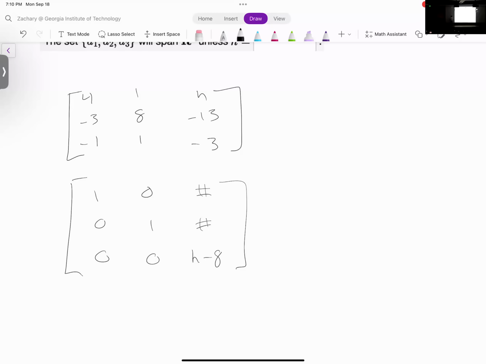So the question was, what if H is not 8? That's another question you should be able to answer pretty easily for the exam. If H is not 8, what is this number? Not 0. We don't know what it is, but it's not 0. If it's not 0, it's a pivot. And then we have three pivots. We span all of R3. Question back there.